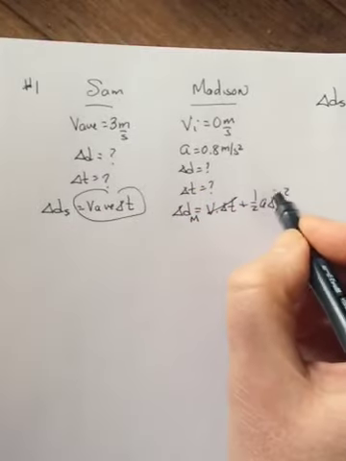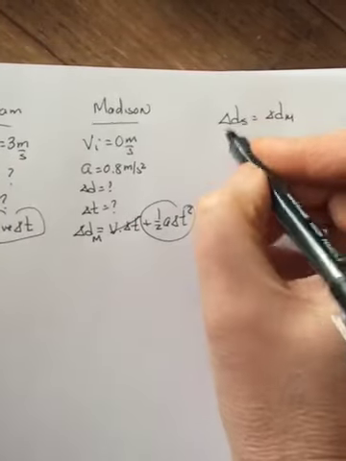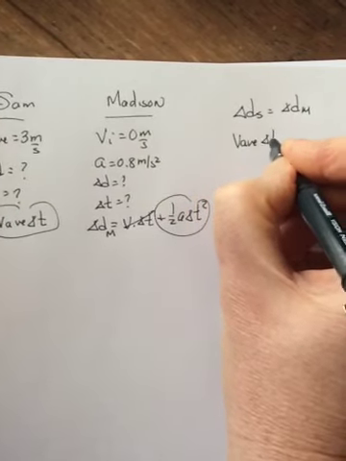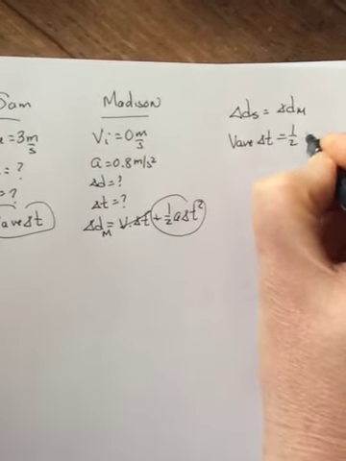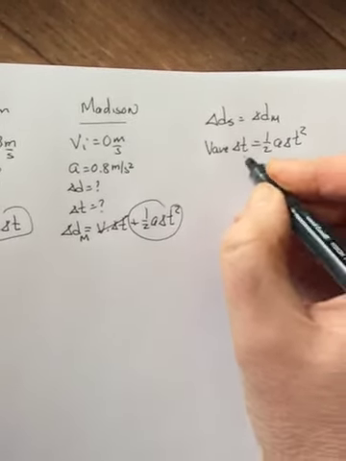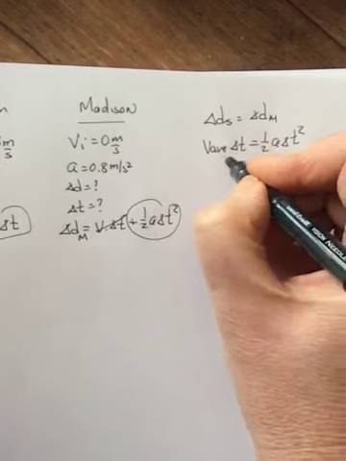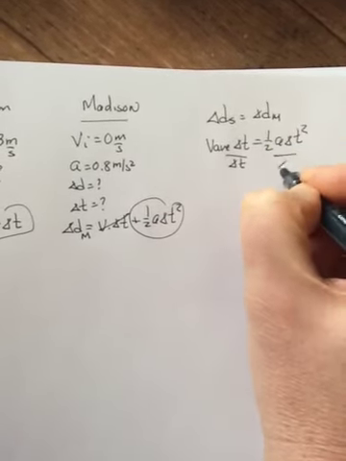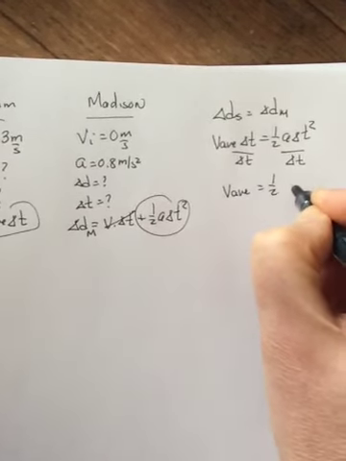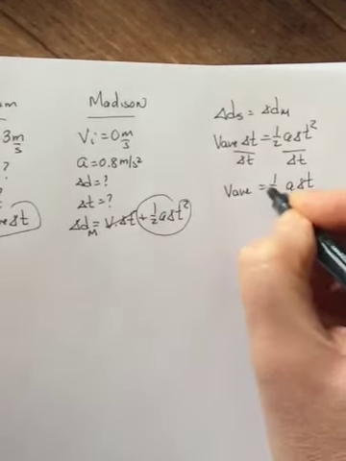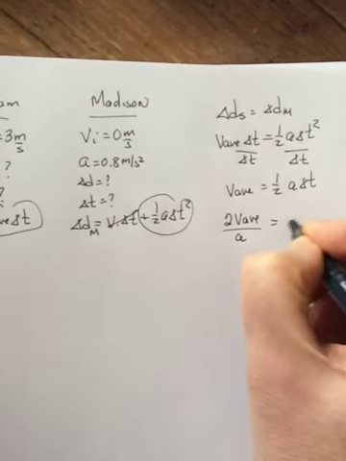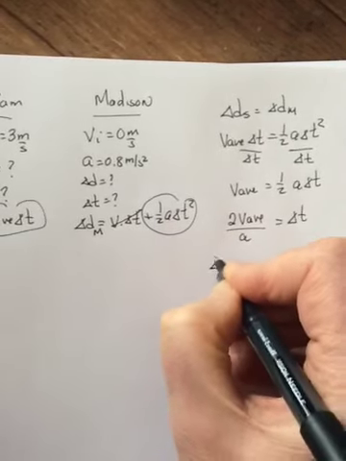So now we're going to fill them in up here. Sam's was VAV delta T, and Madison's was 1/2 A delta T squared. And now the only thing we don't know is the delta T. One equation, one unknown. We can find it, divide both sides by delta T. So you'll have VAV is equal to 1/2 A delta T. To get the delta T alone, multiply by 2, divide by A. Okay, and now fill in your numbers.